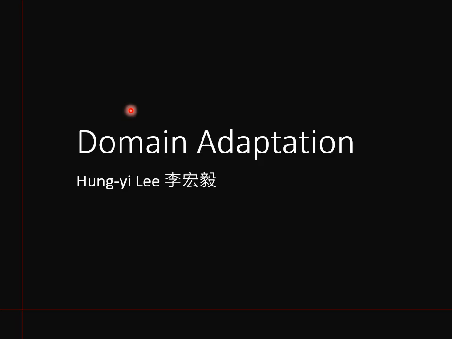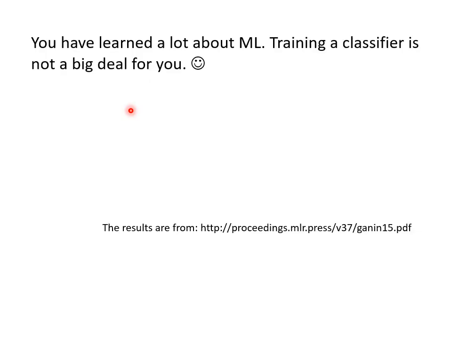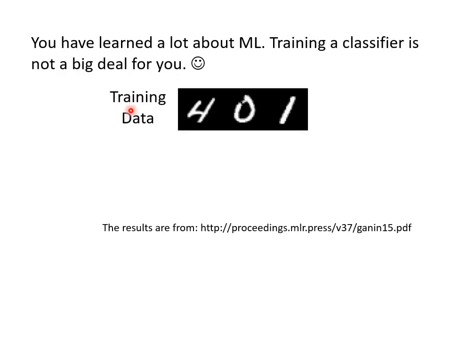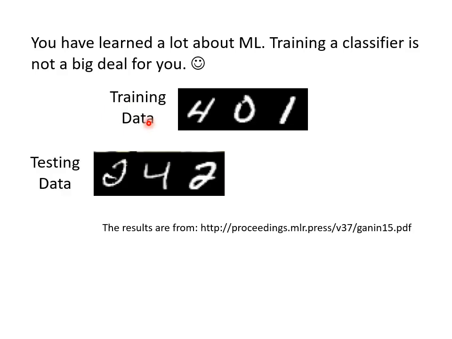Let's talk about domain adaptation. So far, we have trained a lot of machine learning models. For everyone, training a classifier is not a problem at all. Suppose you want to train a classifier for digit recognition. You just need to get the training data, train a model, and apply it to the testing data. It's over. The digit recognition problem is simple. You can do whatever you want and achieve 99.5% accuracy on the MNIST benchmark corpus.